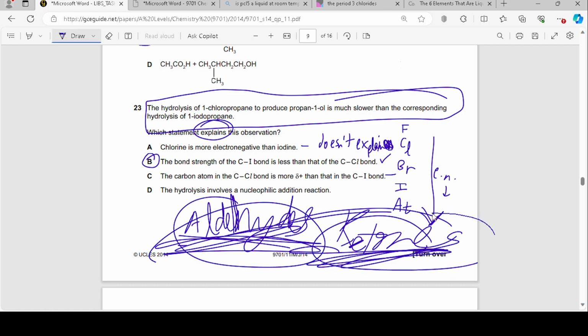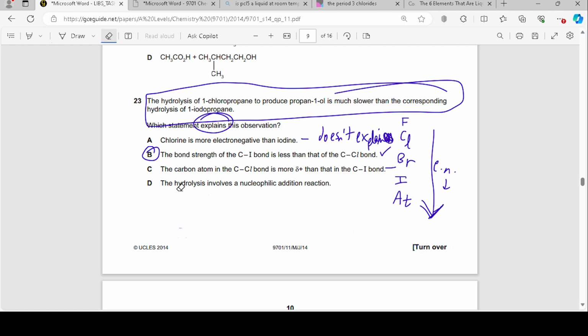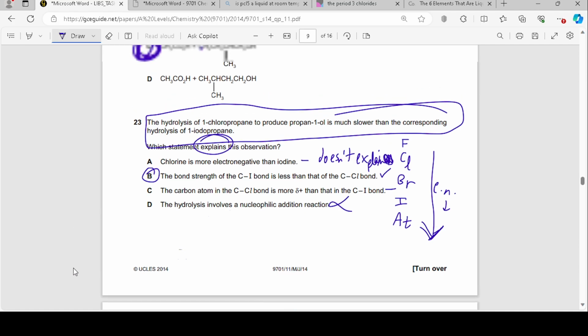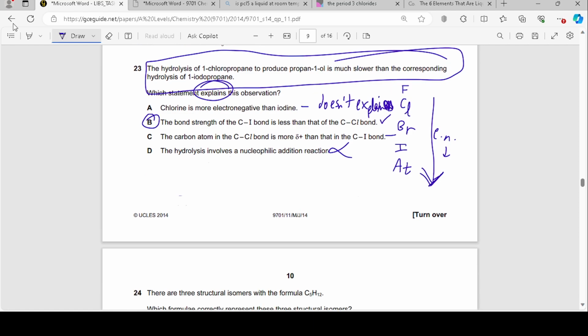Nucleophilic addition is for aldehydes and ketones, as you know, and therefore D is definitely the wrong statement. A and C, I still feel that they're the right statements. They just don't really explain the observation very well. So therefore B is going to be the answer, because that makes the most sense in terms of it explains the statement best. Okay, and let's go to question number 24.